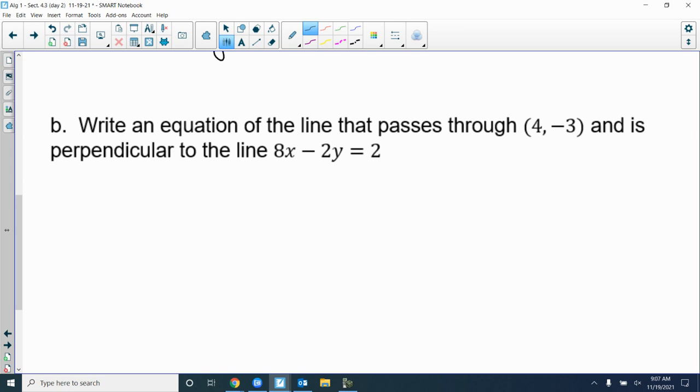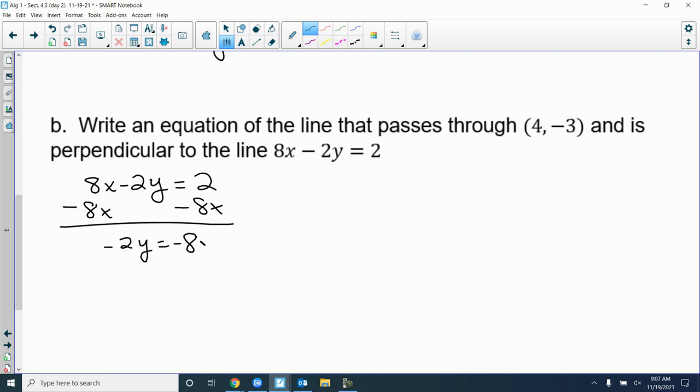What are you doing to this equation? Getting the y by itself. That's what I want. Get y by itself. So take 8x minus 2y equals 2. And he said subtract 8x. And write this as negative 2y equals negative 8x plus 2.